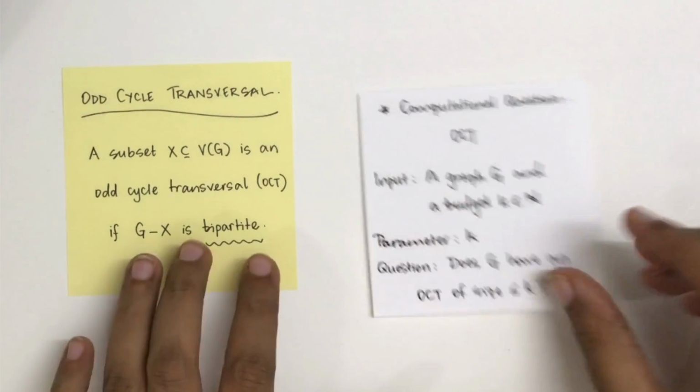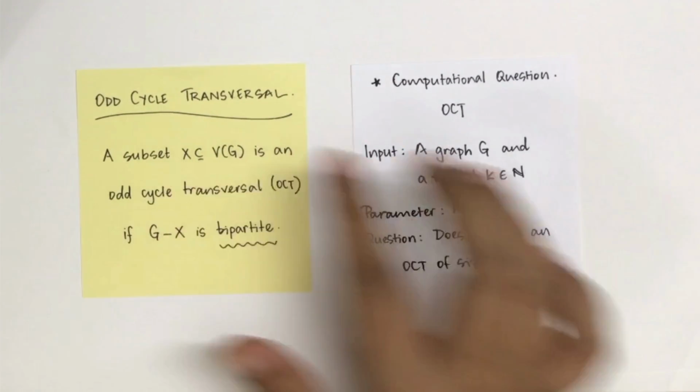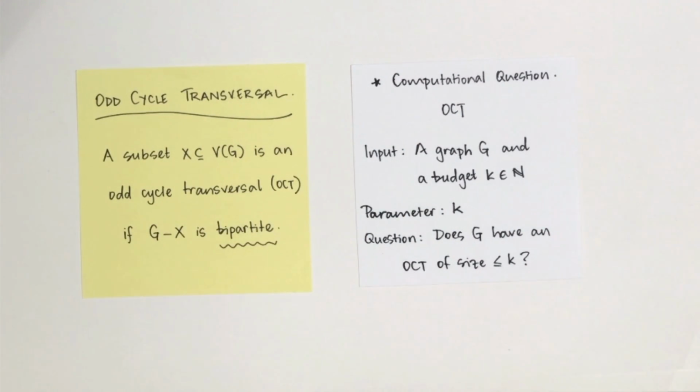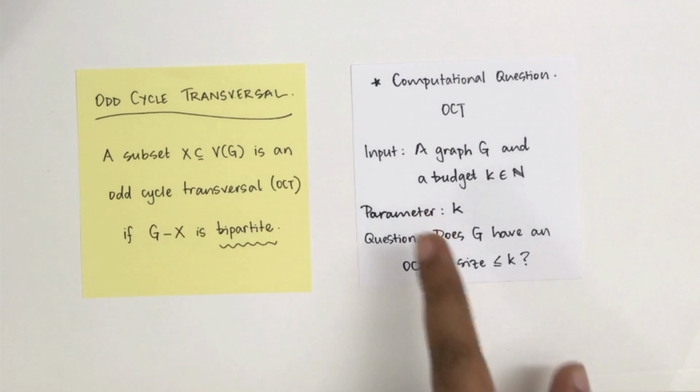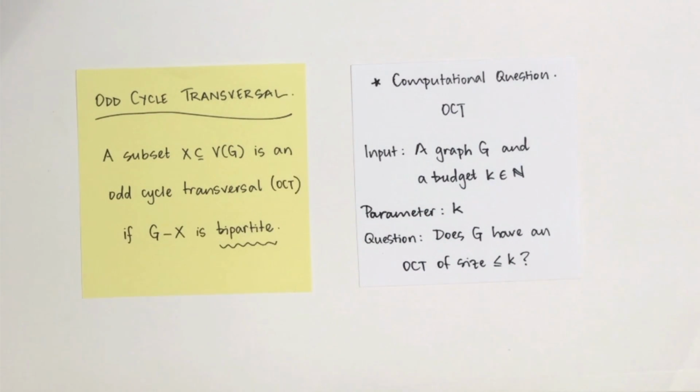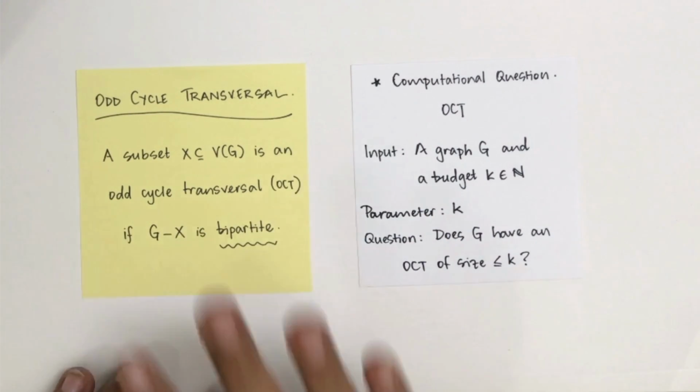As always, the computational question associated with this definition is the question of finding an OCT that has the smallest possible size. And we will, of course, be working with the decision version of the problem where we are looking for an OCT of size at most k for a given budget k. So that's the problem that we will be working with.